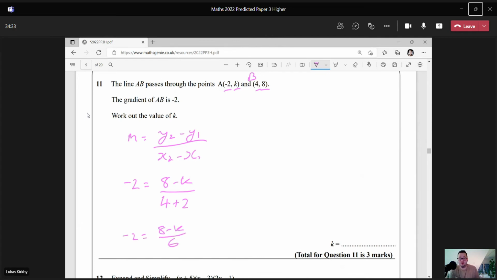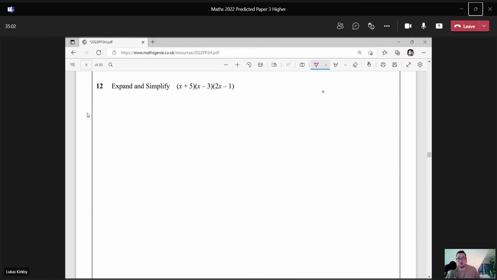And now what can we do with this? Well, we can times up by the 6. So 6 times -2 is -12. So -12 equals 8 minus k. Now, I don't like this minus k, so let's add it onto this side. So there we're going to get k minus 12 equals 8. And then add the 12, you're going to get that k is 20. Okay.